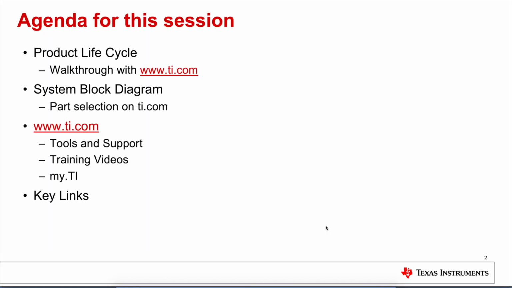Let's talk about the agenda for this session. I am going to walk through three agenda items for this video. The first one, we will talk about the product lifecycle for a typical product development, and we will walk through each and every stage of the product design with TI.com. We will also have an analogy with the system block diagram and how to use TI.com to select the parts for your system need. And the third topic, we will talk about some of the tools and support available on TI.com if you are stuck in different stages of your design.